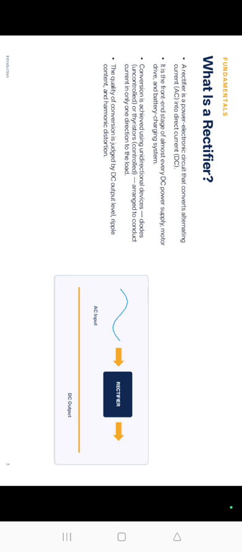The rectifier is a power electronic device that converts alternating current into direct current, that means AC into DC. It is the front end stage of almost every DC power supply, motor drive and battery charging system. The conversion is achieved using unidirectional devices, diodes or thyristors, arranged to conduct current in only one direction to the load. The quality of conversion is judged by the DC output level, ripple current and harmonic distortion. Here the AC is a sine wave, and the output is DC, that means a straight line.